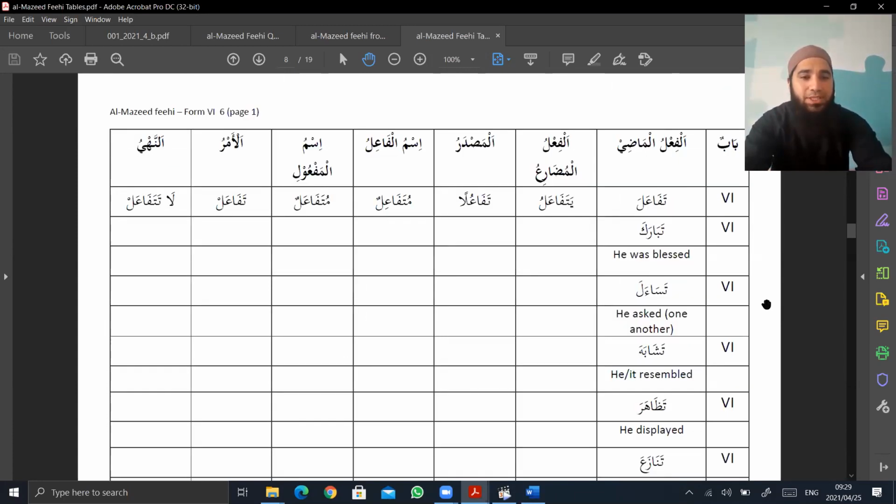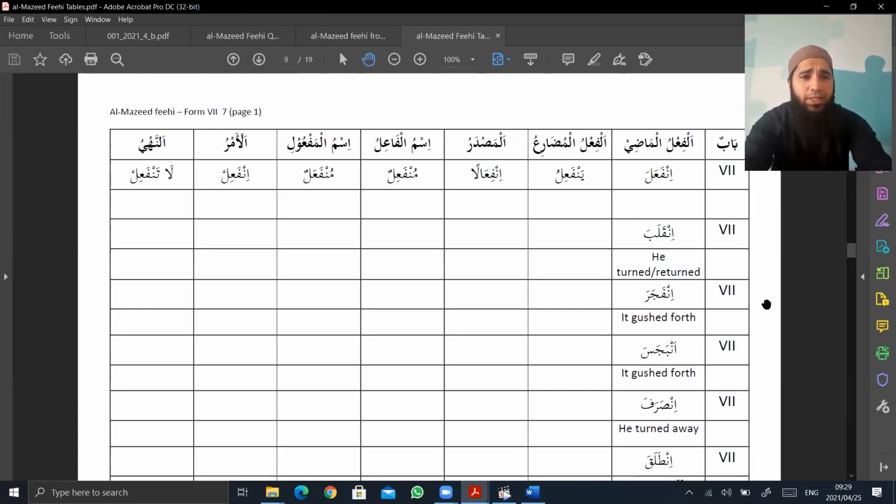Scale number 6 doesn't have an extra Hamza in it. It has an Alif in the middle. But then you see scale number 7, it has an extra hamza, right? But what kind of hamza is that? Hamzatul wasl. Hamzatul wasl, the one that you read right through.